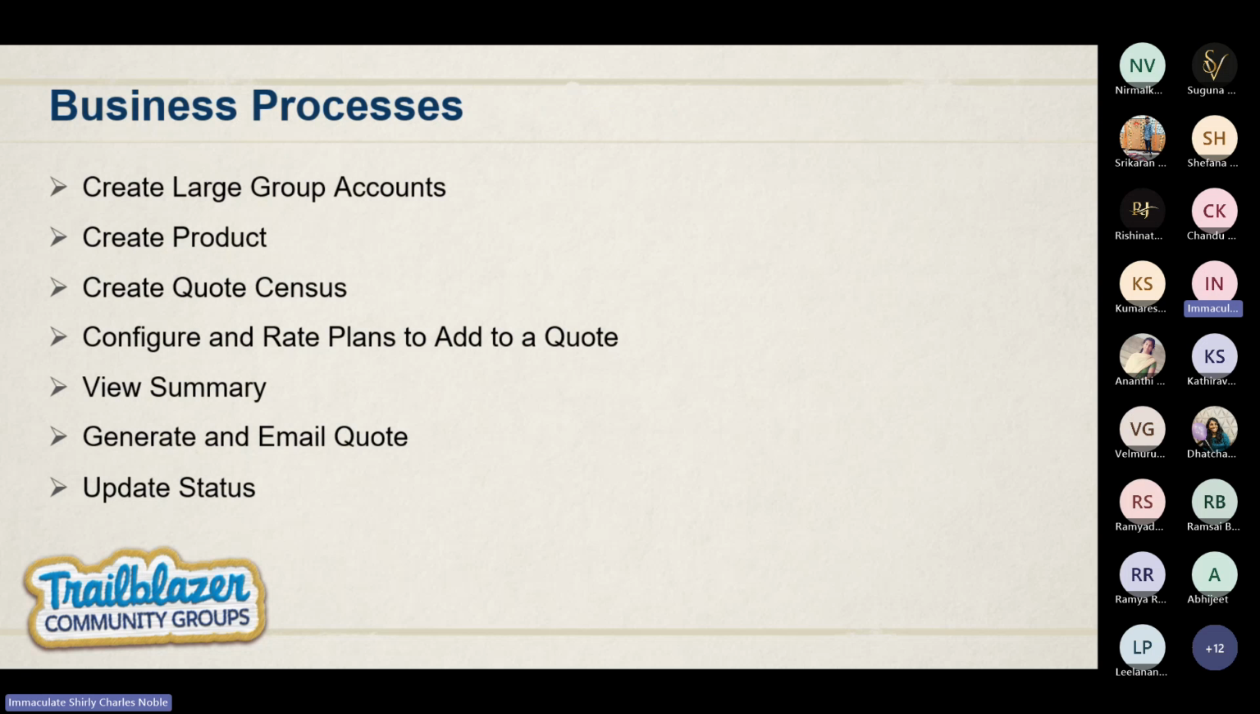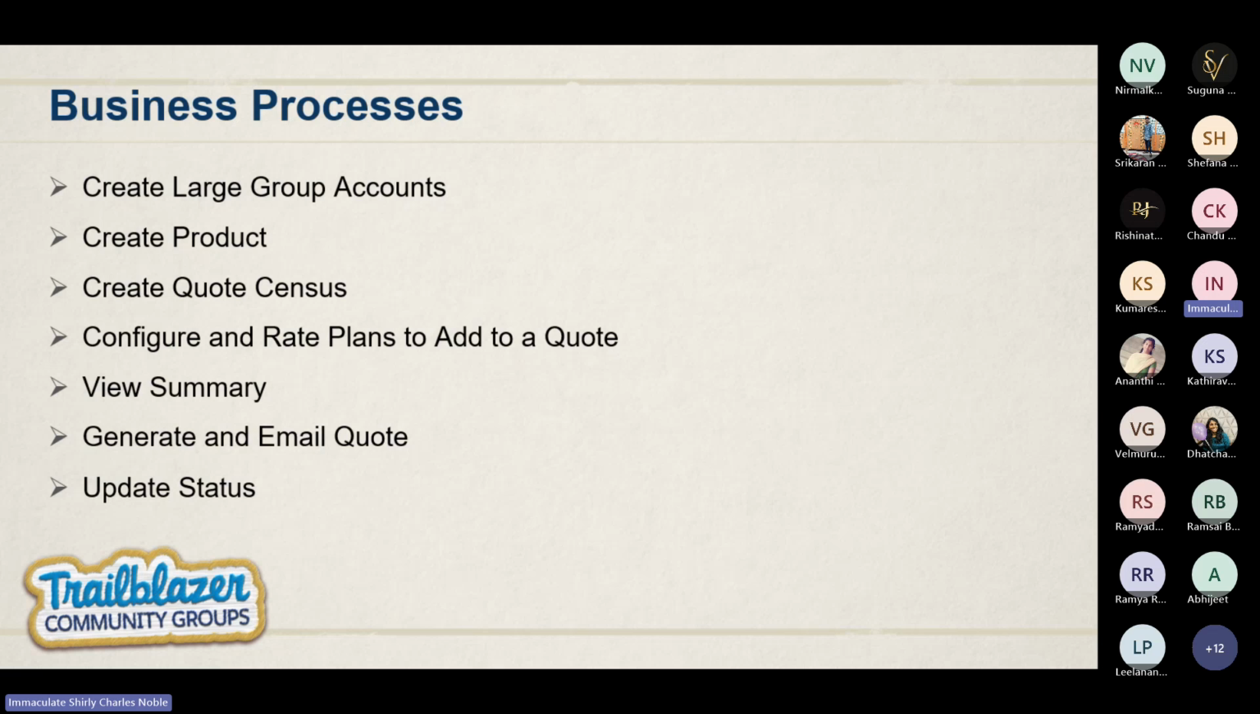Next one is creating the product. We need to design the product based on the company's requirement. Based on our customers' needs, we need to create our product. And the next one is create quote census. It is nothing but calculating how many employees are eligible in that organization to opt for this insurance. So we need to calculate the population.